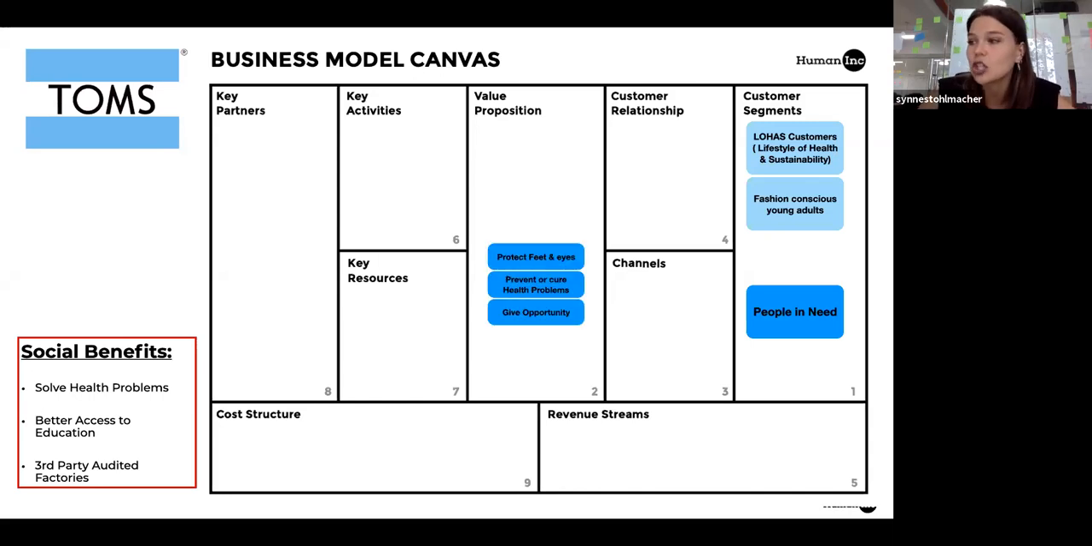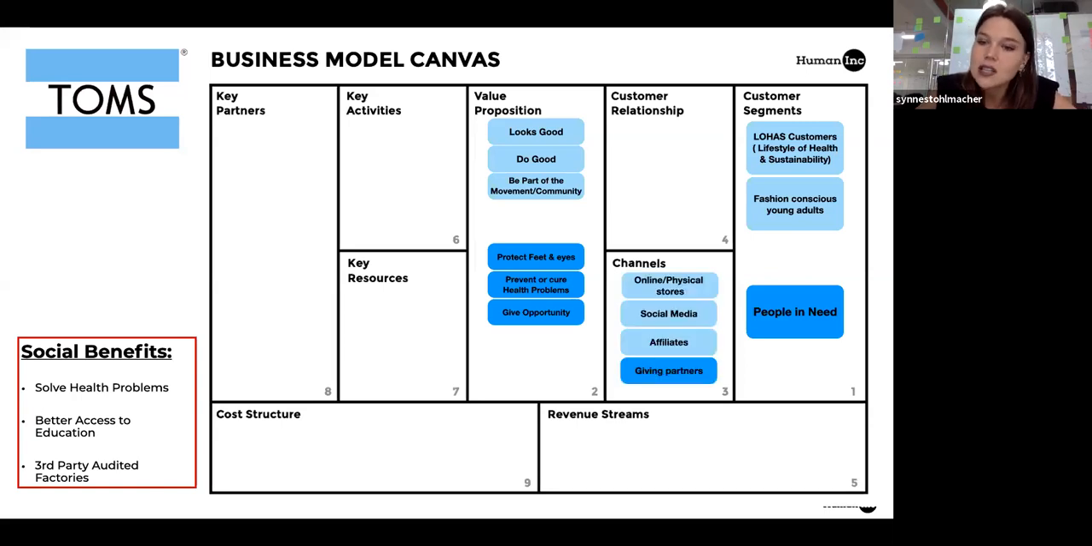The value proposition to the people in need is, of course, to protect the feet. They also have eyewear, which is why eyes are in there as well. Then they want to help prevent and cure health problems by giving people shoes to walk on, and they also want to give an opportunity. They're donating a lot of shoes, for instance, to schools, where having shoes means that they have the opportunity to live a healthier life. For the other customer segments, the people who are actually buying it, it means that it looks good while they do good, and they also feel like they're part of a community, and you feel a bit philanthropic.